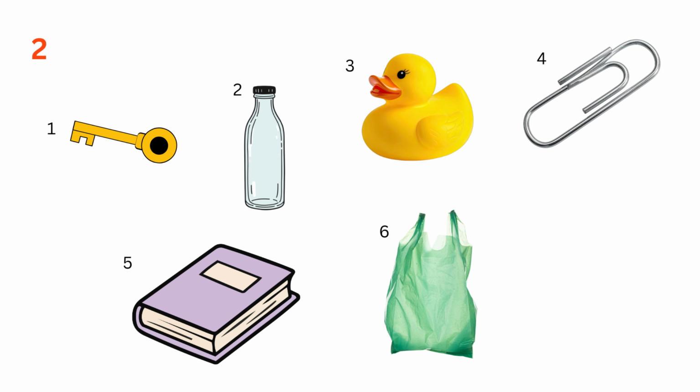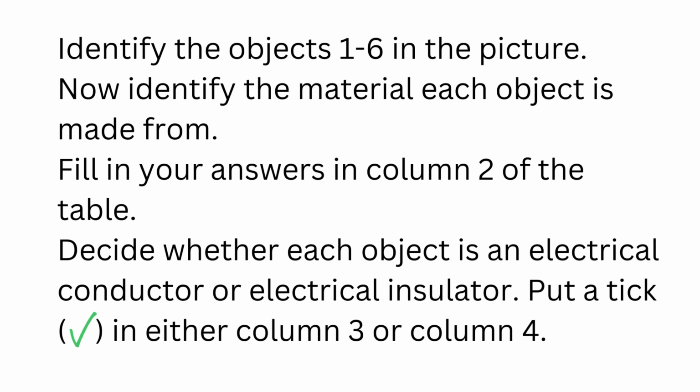Question number 2. Identify the objects 1 to 6 in the picture. Now, identify the material each object is made from. Fill in your answers in column 2 of the table. Decide whether each object is an electrical conductor or electrical insulator. Put a tick in either column 3 or column 4.